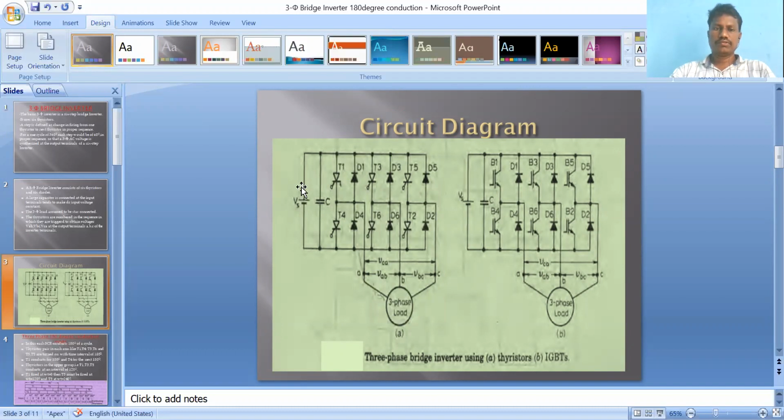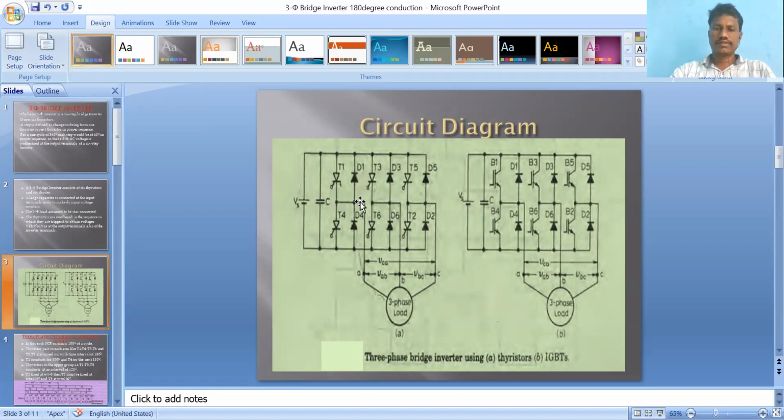The DC voltage source is maintained constant by connecting a capacitor across the supply. There are 6 thyristors, T1, T2, T3, T4, T5, T6. T1, T3, T5 are the positive group of thyristors. T4, T6, T2 are the negative group of thyristors, and diodes are connected across each thyristor, that is, 6 diodes across the 6 thyristors.